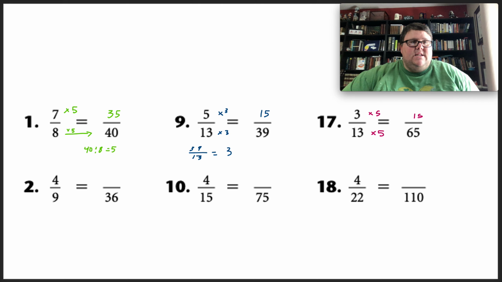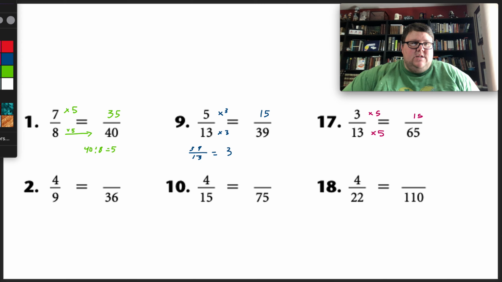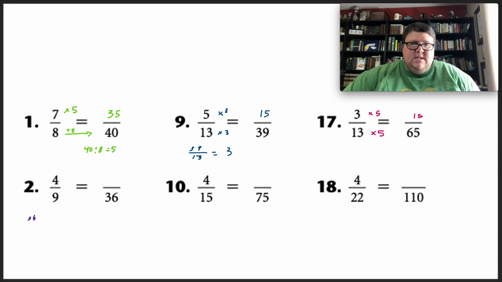Okay, next up. 9/4 equals what over 36? So 36 divided by 9 equals 4. So I multiplied by 4. So multiply both top and bottom by 4. 4 times 4 is 16.